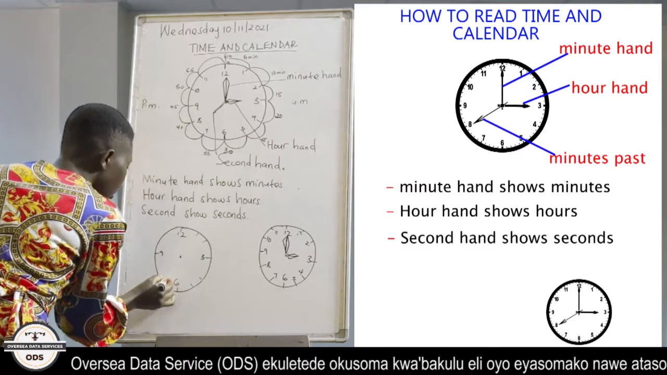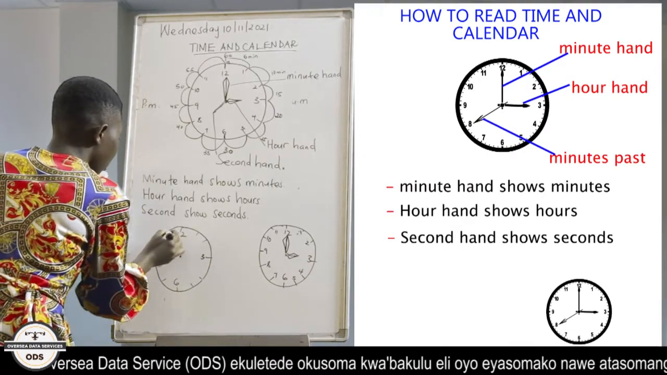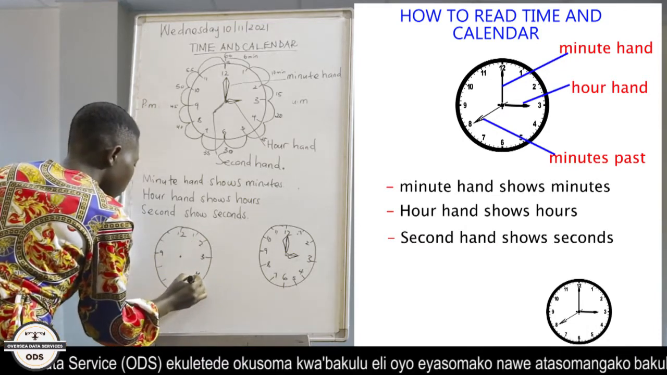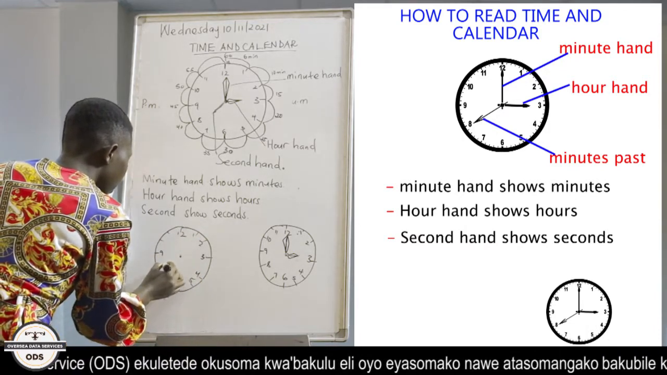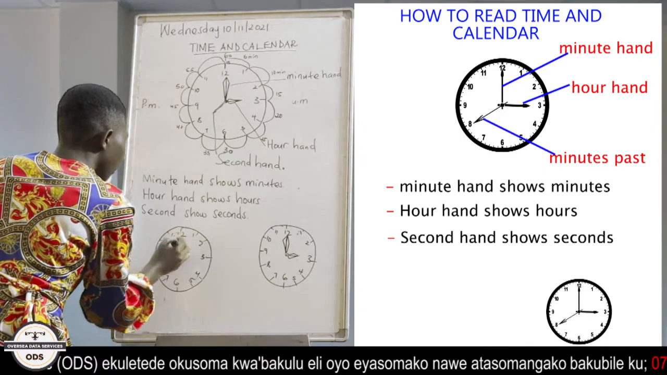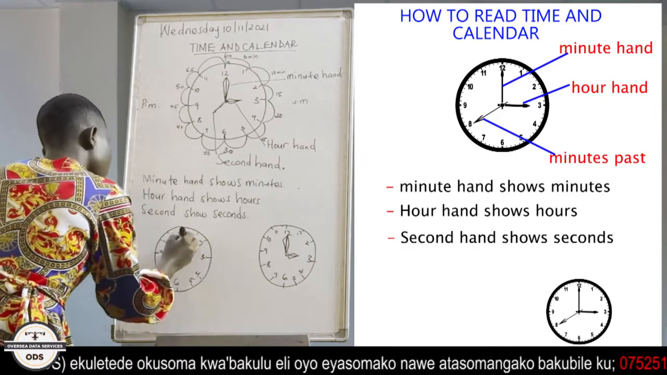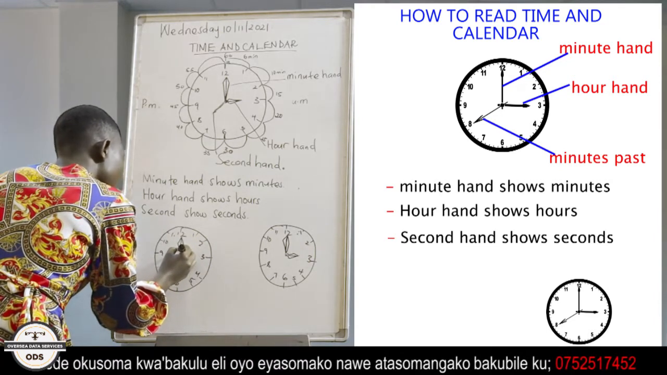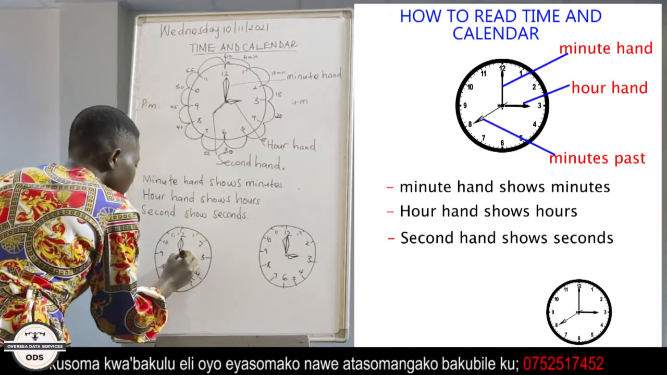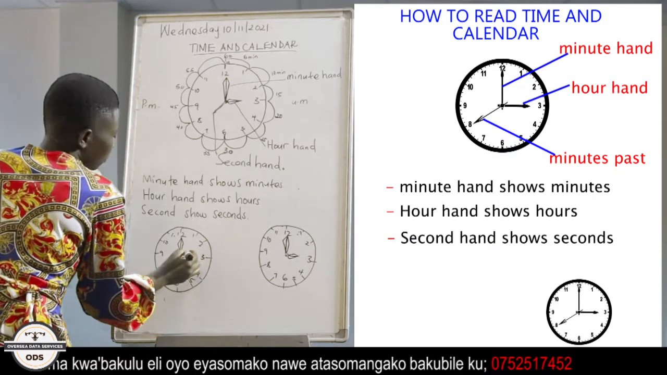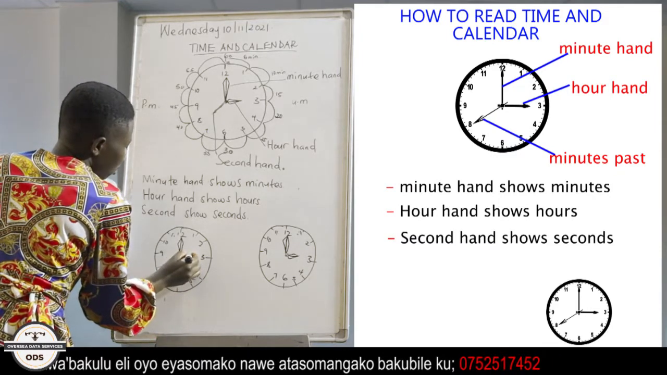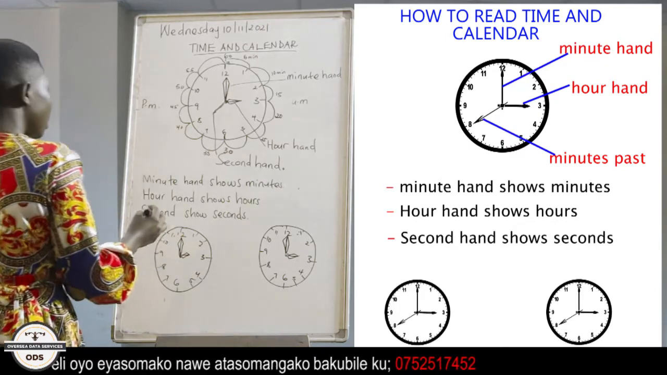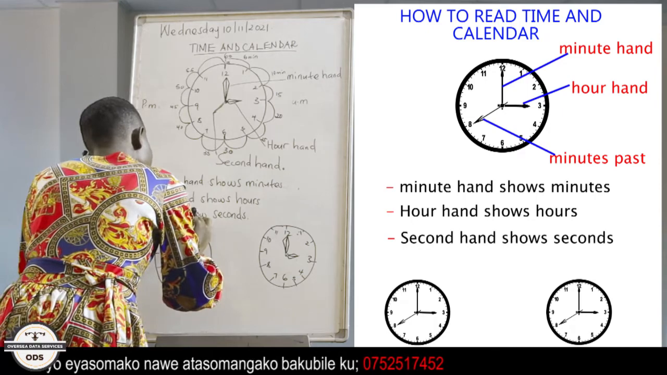Let us see the second one. We have 12 there. 1, 2, 3, 4, 5, 7, 8. We have 10 and 11 here. We have the very hands. Still, this one is longer than the hour hand. This hand which shows the hour, it is there. What do I want us to do? I want us to understand.